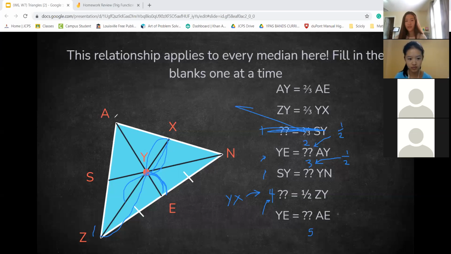And then AE is the whole thing. So if we think about it, I think we said in the previous slide that AY would be 2/3 of AE. And if this is 2/3 of AE, then this other part, the smaller part, should be 1/3 of AE, right? So the answer of this would be 1/3.